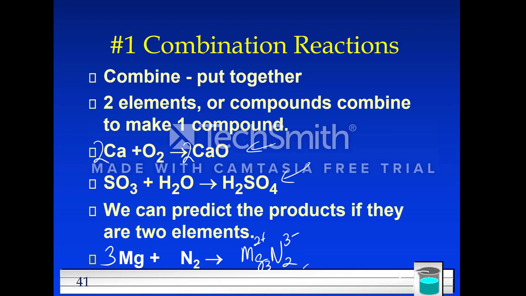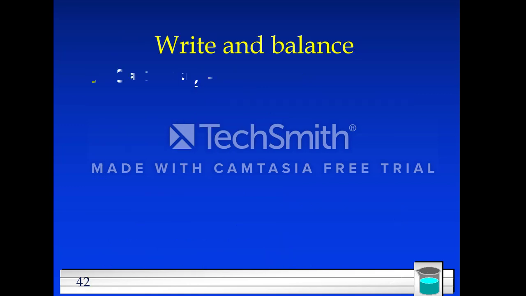But think about it, get used to that process. Do what the name says, combine them. Figure out the right formulas, use charges, then balance. Because if I tried to do it without doing charges, I wouldn't be describing the right stuff. So, what would I make if I put together calcium and chlorine?